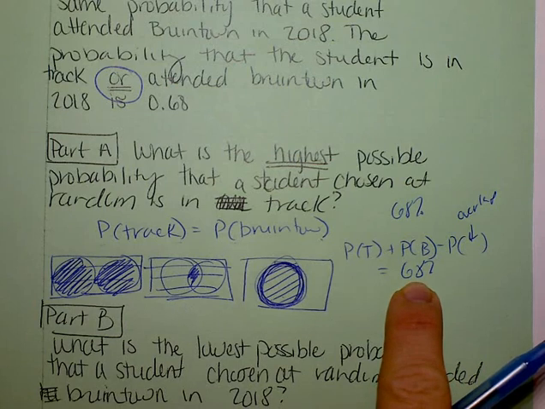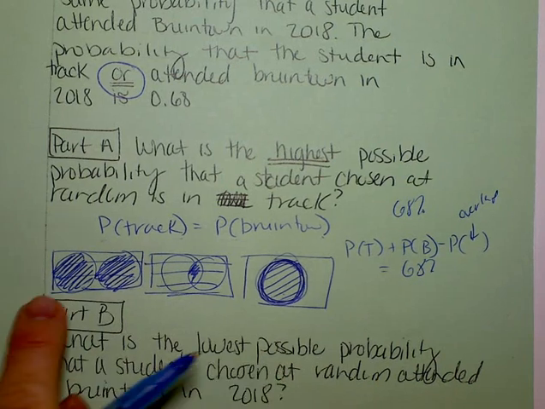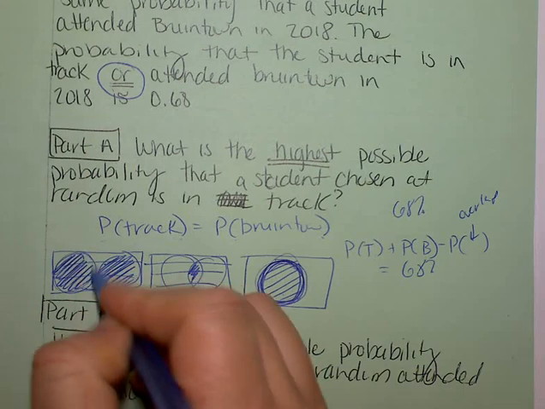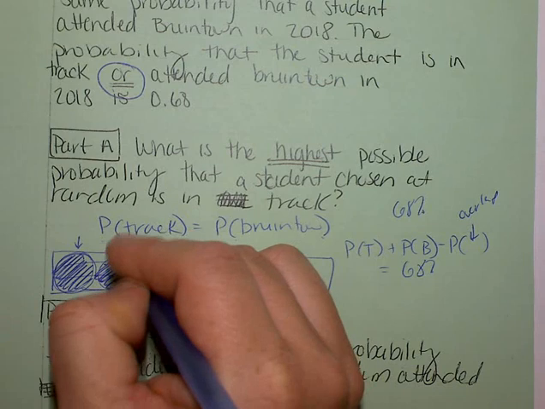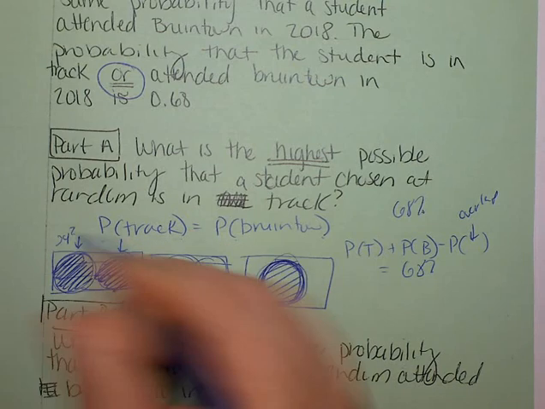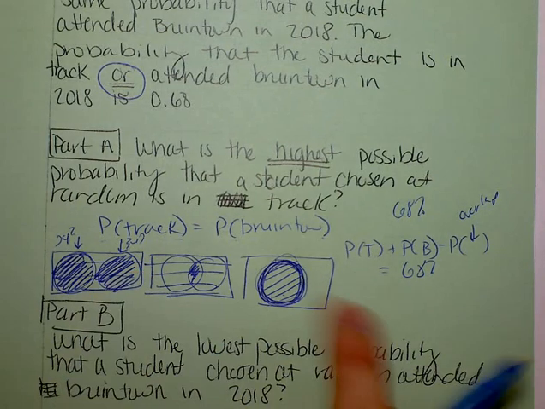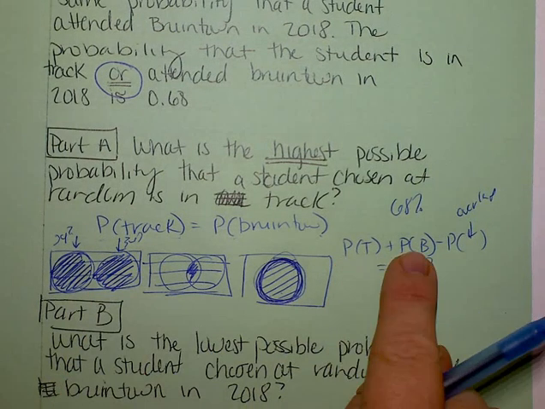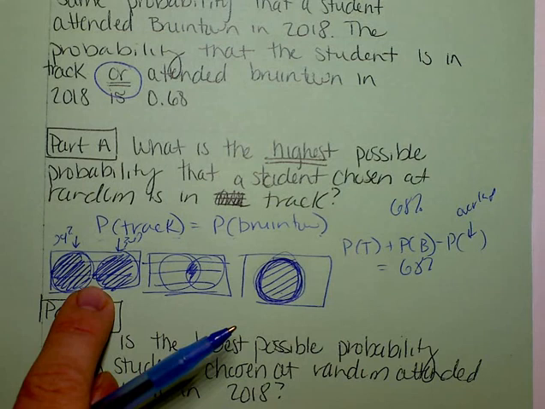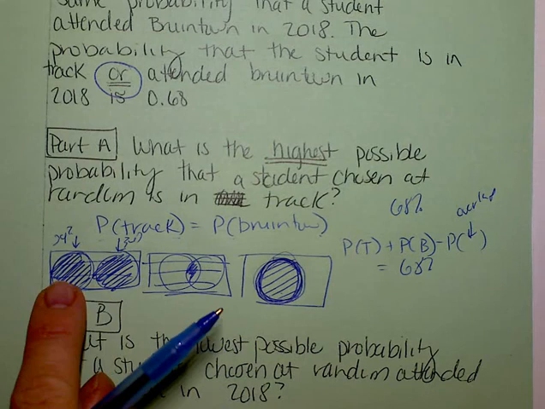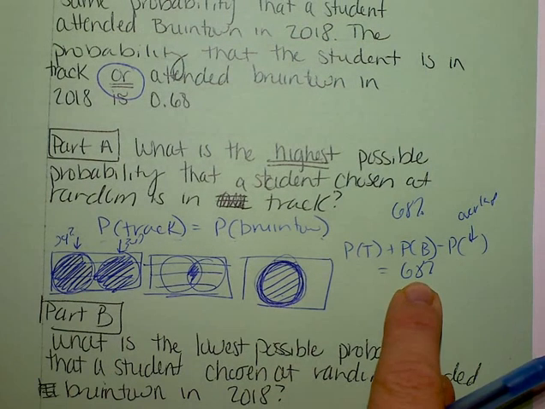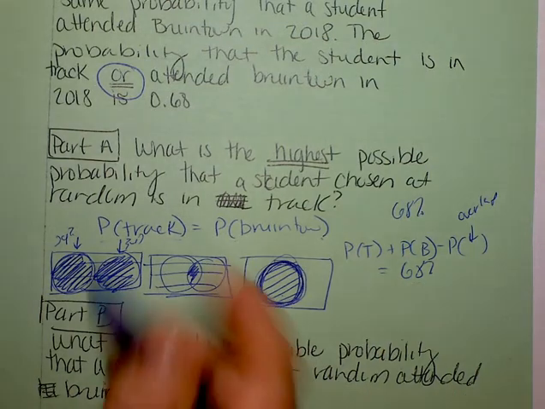So let's do this one. Let's go to what I just heard Sam say. Sam suggested 34. Well, watch this. If this is 34% and this is 34%, this represents track and this is Bruintown. Do you agree that 34 plus 34, how much overlap is there? None. Do you agree 34 plus none equals 68? Yes? So here's one example.